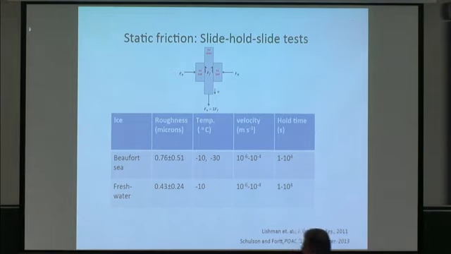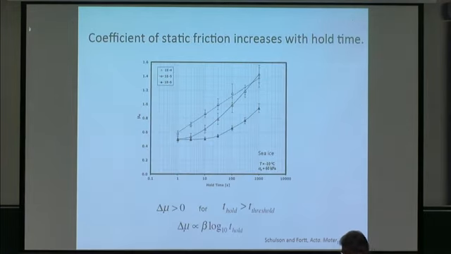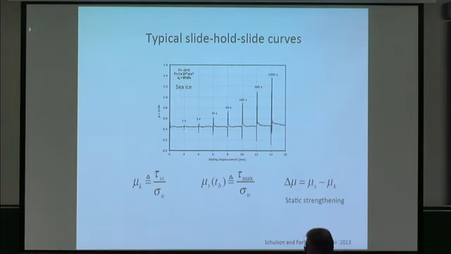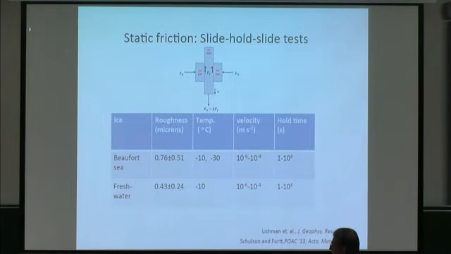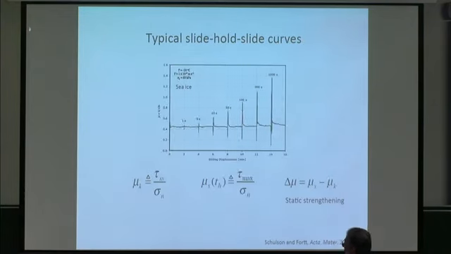Slide, hold, slide, and here is ice from the Beaufort Sea, and freshwater ice, again for comparison, at temperatures that may be of interest, minus 10 to minus 30, and at sliding velocities here, 10 to the minus 6 up to 10 to the minus 4 meters per second, maybe higher than that in the field, but that's all right. And hold times, not very long in terms of nature, but a few hours. Takes a long time in the laboratory. And I'll show you a set of results typical of the whole.